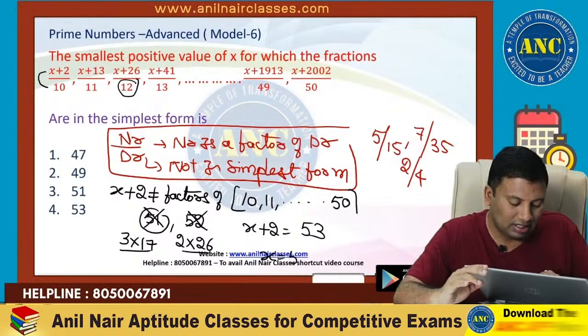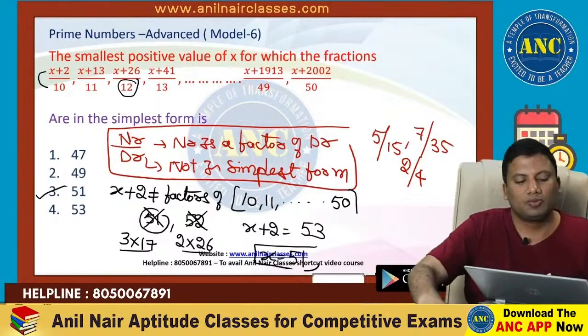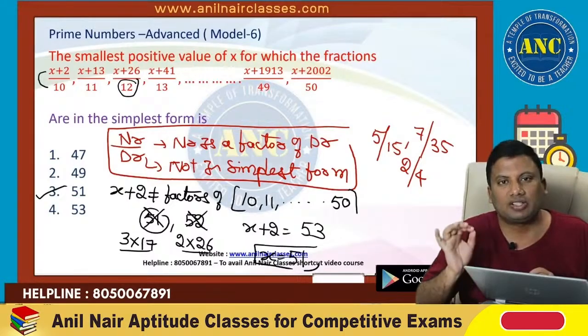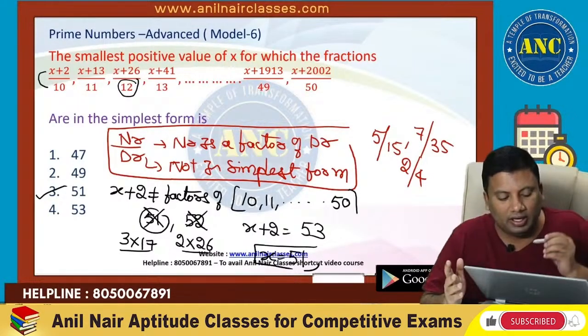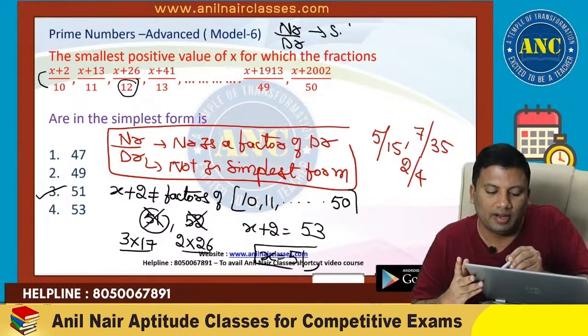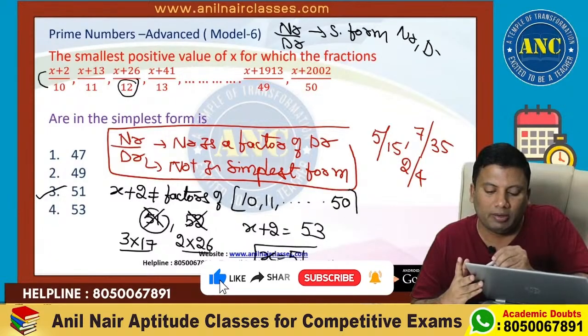X is nothing but 51. The smallest positive value for which the fractions are in simplest form. A fraction is said to be in its simplest form only when numerator and denominator are co-prime to each other.